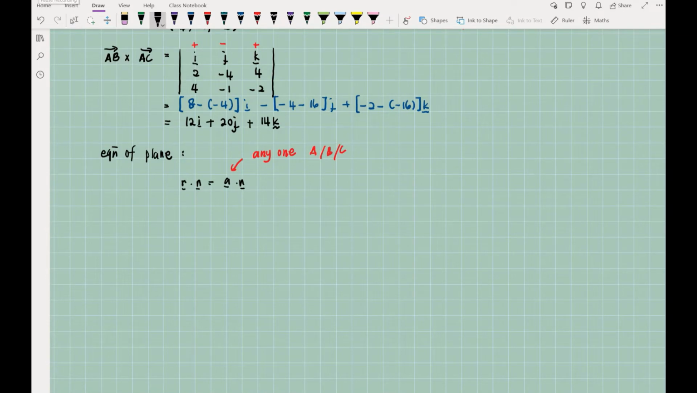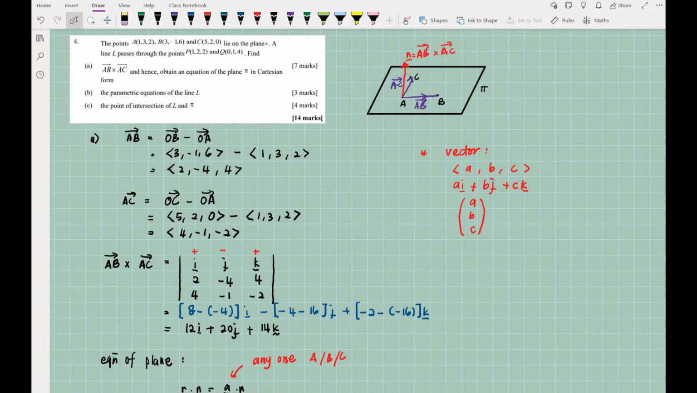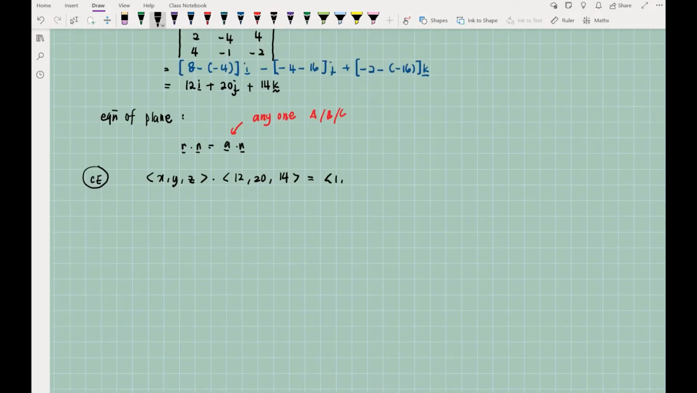So you are going to get the simplified answer, which is 12i plus 20j plus 14k. That will be the result of AB cross with AC. So next, please take a look at the question properly. It says hence, using what you have found earlier, please obtain an equation for the plane pi in Cartesian form. Okay, so to find the equation of a plane, please remember, we can use the formula R dot n is equal to A dot n. So n will be your normal vector. AB cross with AC, that is your normal vector.